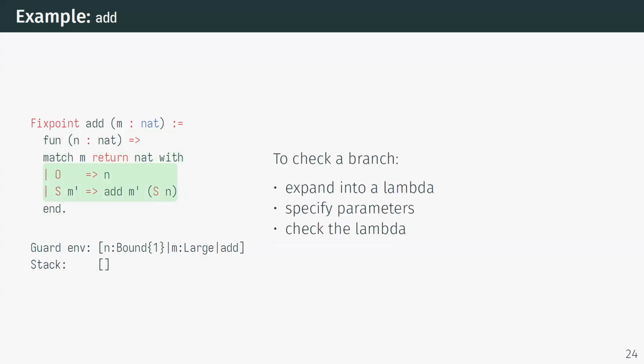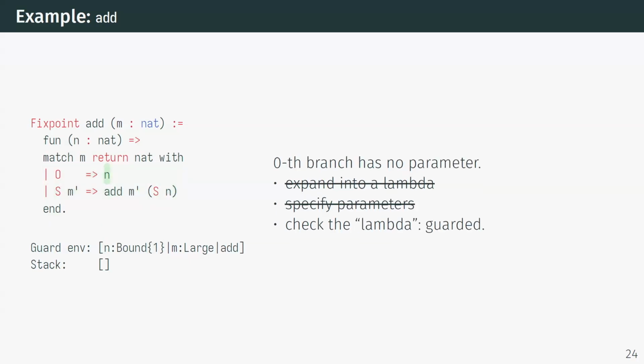To check a branch, you expand into lambdas, specify the parameters of the lambda, and check the lambda. For example, the 0th branch has no parameters, so there's nothing to specify. And then the lambda itself is N, which has no recursive call, therefore it's guarded.